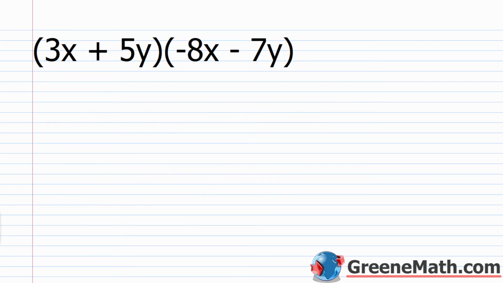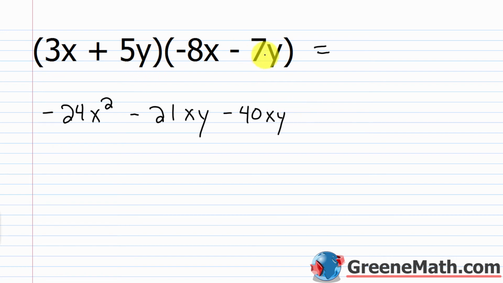All right, for the next one, we have 3x plus 5y times -8x minus 7y. So 3x times -8x is -24x squared. Then 3x times -7y is minus 21xy. Then 5y times -8x is minus 40xy. Then 5y times -7y is minus 35y squared.